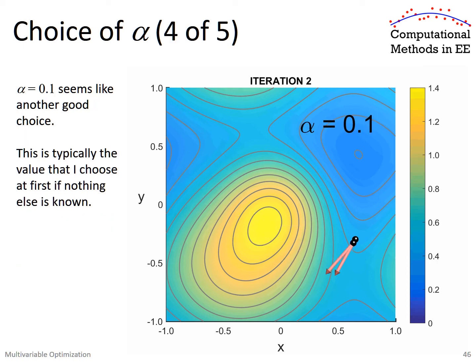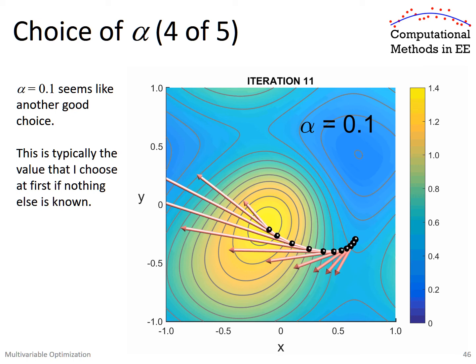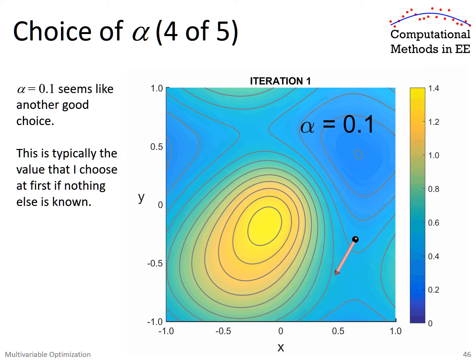Let's pick a smaller value. Let's pick a value of 0.1. Usually when I implement this method, before I really know anything or try anything, my first guess will be a value of 0.1. And what we see is a nice smooth path to that extrema. That's really what we should see, and that's the sign of a healthy optimization. So a value of 0.1 here works pretty well.